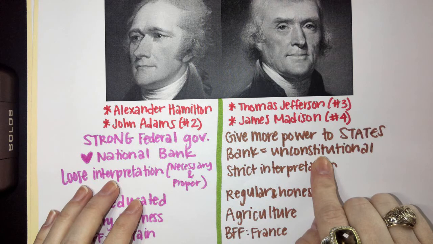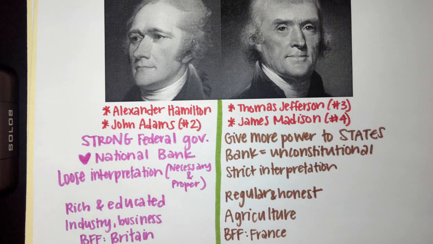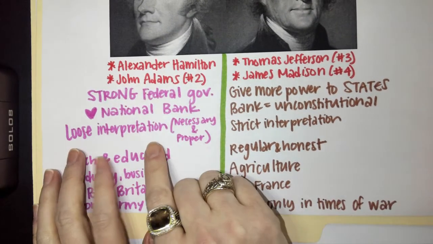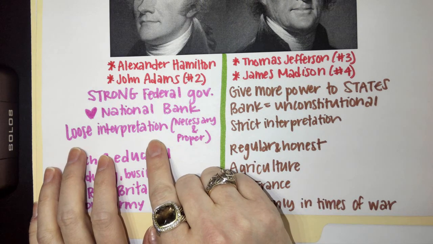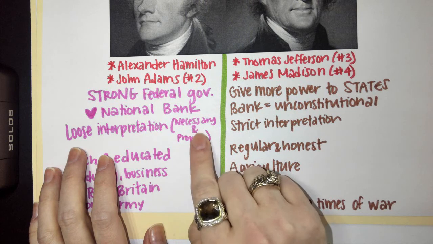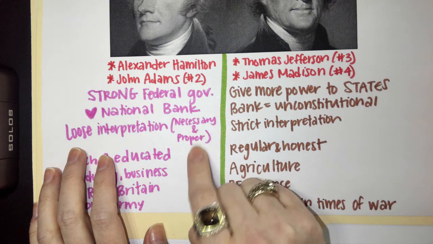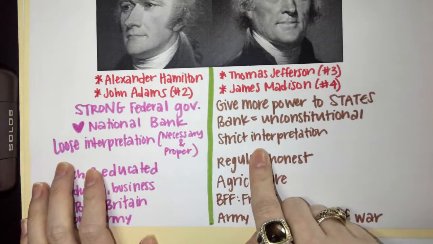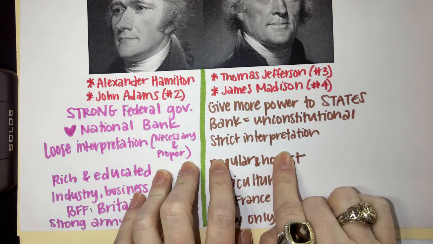Speaking of, these two groups differ on how the Constitution should be interpreted. Federalists preferred a loose interpretation of the Constitution, making it flexible and bendable so that it fit their needs, and so that the federal government was able to use things like the necessary and proper clause to make laws for our country that they felt were necessary and proper, such as creating the national bank. Jefferson and Madison, on the other hand, felt that we should have a strict interpretation of the Constitution.